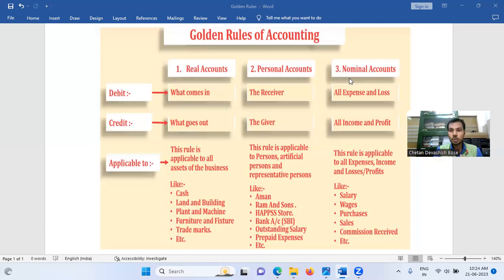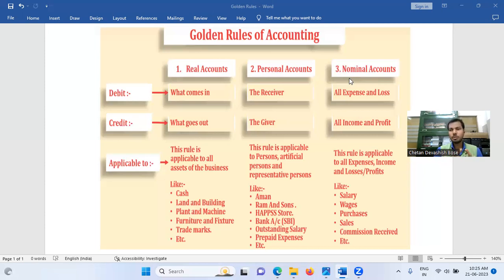A nominal account includes those accounts which are related with income, expenses, losses, and profit. Example: salary. Salary is something which is paid by the company, so it is an expense for the company. So we can say that salary is a nominal account. On the other hand, commission. If the company is receiving commission for any task that it has performed, then the company would say it is my income. If the company is paying commission to any agent, then the same commission would be considered an expense.